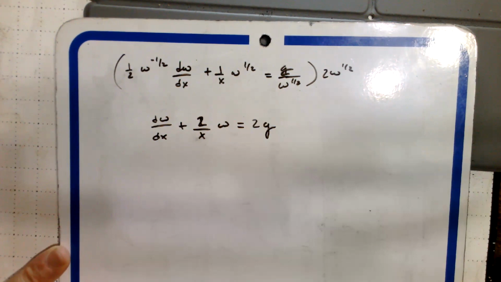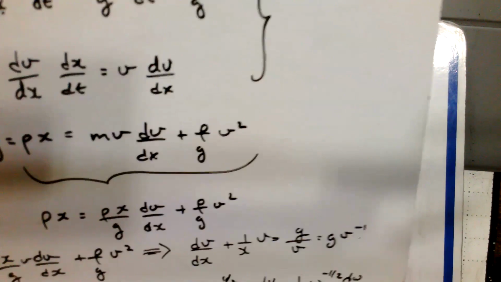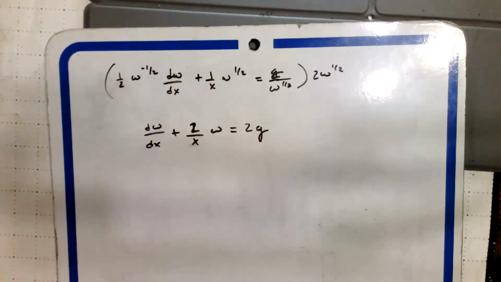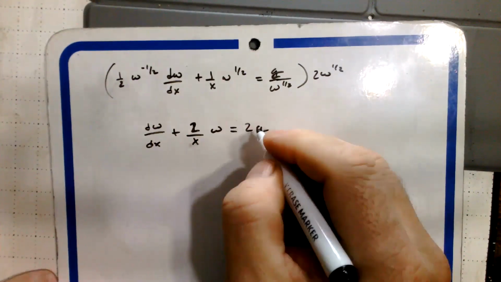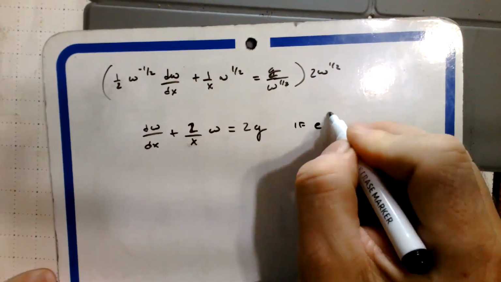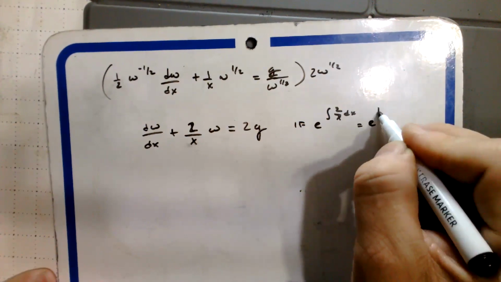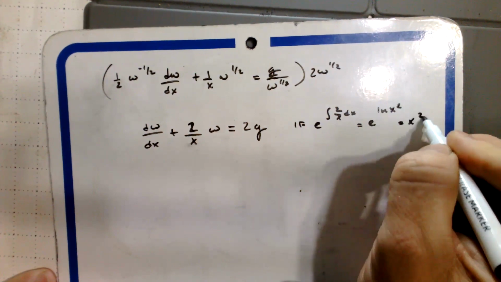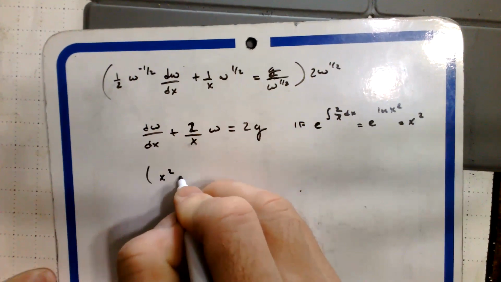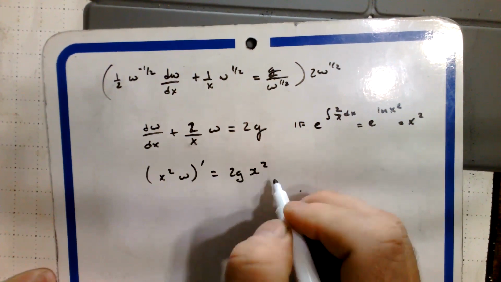So this is going to be 2g. Looking back at my previous board, I thought that was a 2. Go figure. Where did 4g come from? Our component should be 2g. All right, so there's a 2g. Now this is just an integrating factor problem. So we have e to the integral of 2 over x dx, which is e to the natural log of x squared, giving me x squared. So x squared W prime is equal to 2g x squared.